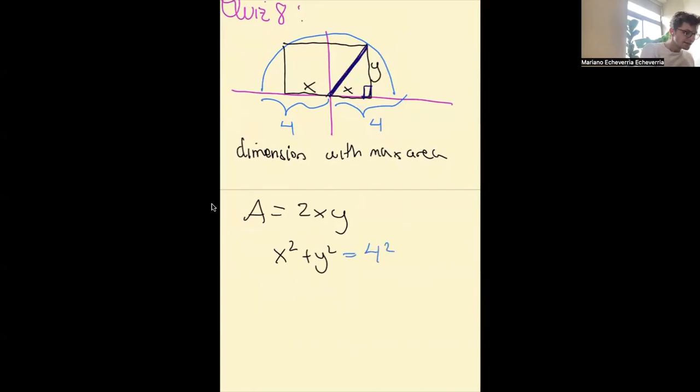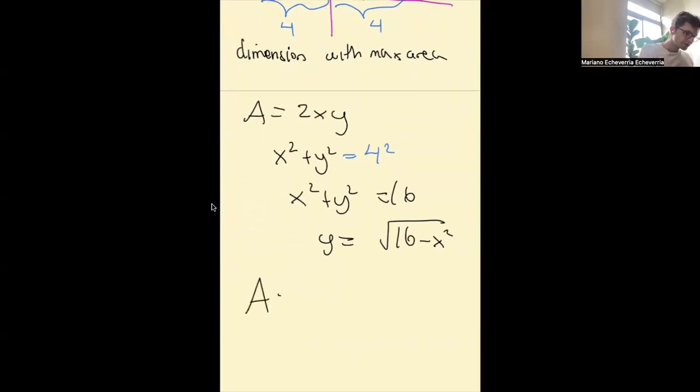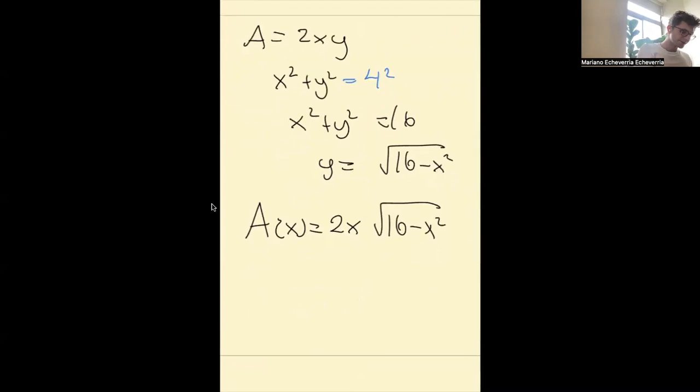Here it's up to you which variable you want to solve for, but it's more common to solve for y. So you can say that y equals the square root of 16 minus x squared. That makes the area a function of one variable, right? So far so good. Yeah. And once you get to this function, the next step is finding the critical point of that function. So what's the derivative of this function?